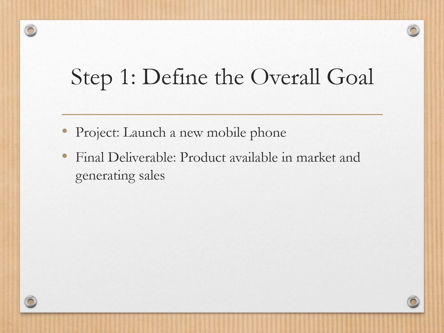Every work breakdown structure starts with a clear project goal. In our example, the project is to launch a new mobile phone. But that's not just about building a phone. It means delivering a complete, ready-for-market product that reaches customers and starts generating sales. This top-level goal will sit at level 1 of our WBS.